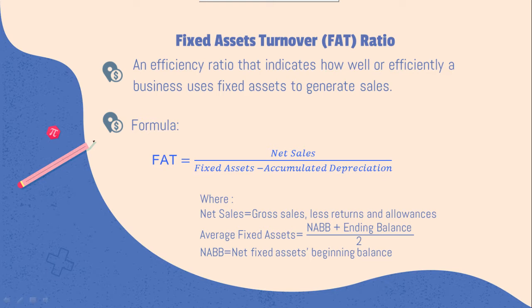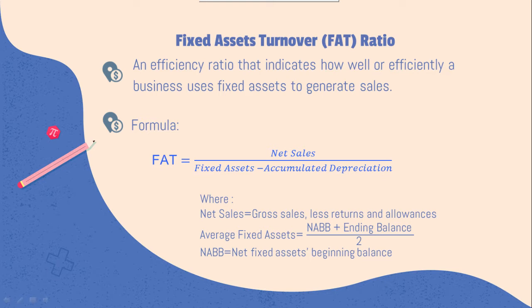ratio is used to indicate how well or efficiently satu syarikat tu gunakan fixed asset dia to generate sales. And we can see the formula here. Okay, the formula is net sales will be divided with fixed assets less accumulated depreciation.